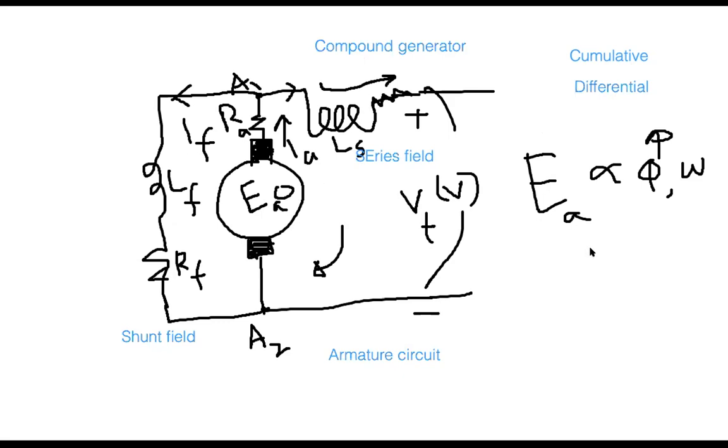Okay, and then there are two more types of this configuration. The configuration as it is, is called the short shunt compound generator. Let me label that at the bottom. Short shunt means this is the shunt field, and that field is connected at these two points, A1 point and A2 point. Accordingly, it is called short shunt.